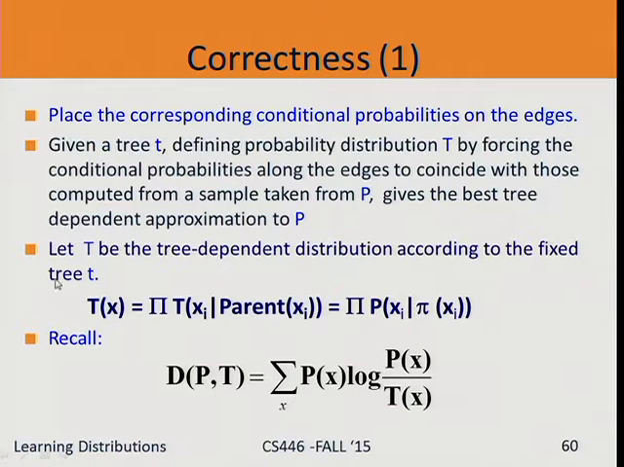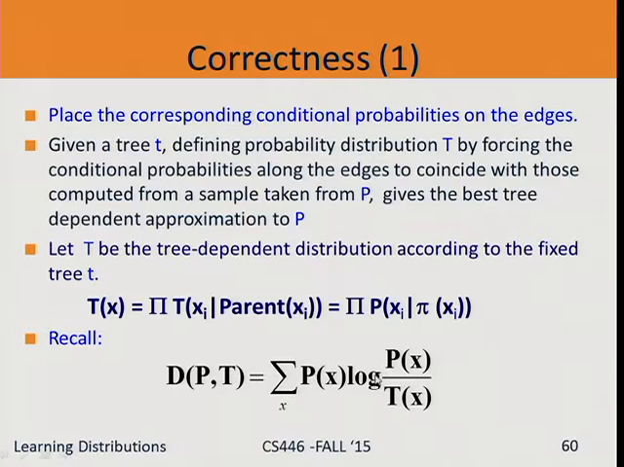So let's assume that capital T is the tree-dependent distribution that we got according to the tree t. Remember, the tree is fixed now. I don't touch the tree. So we can say that T of X is just the product over all nodes of T of Xi given the parent of Xi. I'm just writing it this way, where pi is going to denote the parent. It's a single parent of Xi.